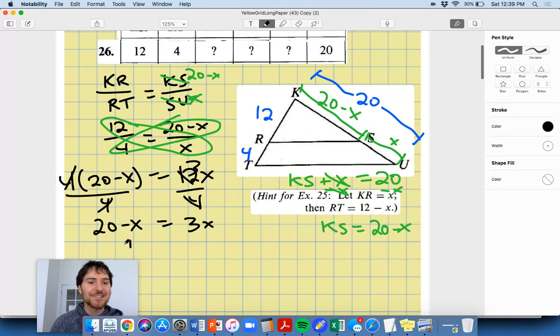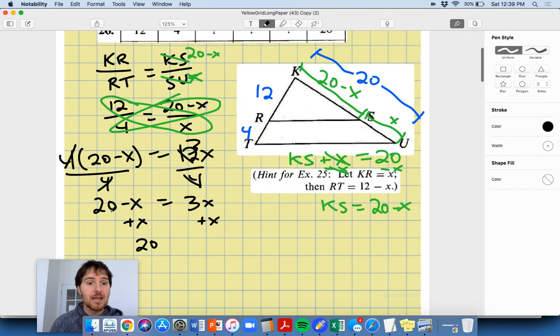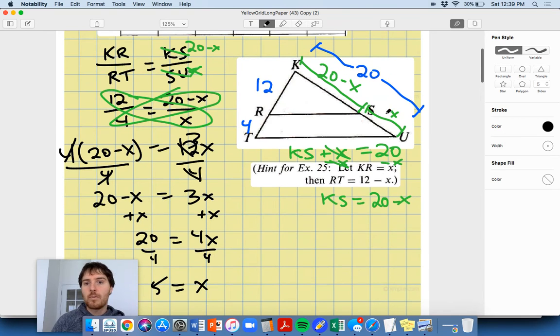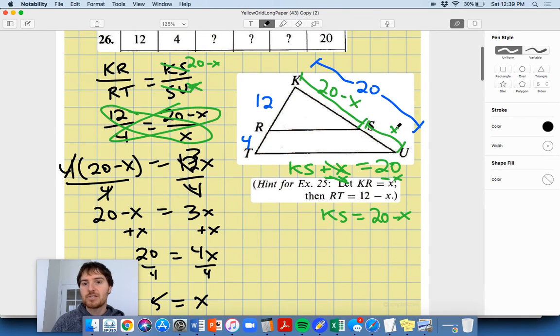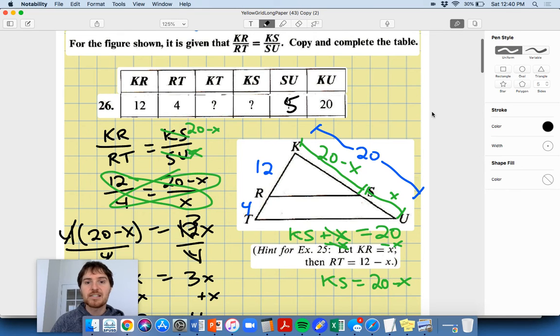Okay, so I'm going to add X to both sides, right? So I can do the addition property of equality to get my numbers on one side and my X expressions on the other. You should know that from Algebra 1. Divide both sides by 4. And here, X is equal to 5. And if we remember, X represents the length of SU. So here we've solved for what SU is. And SU has to be 5.